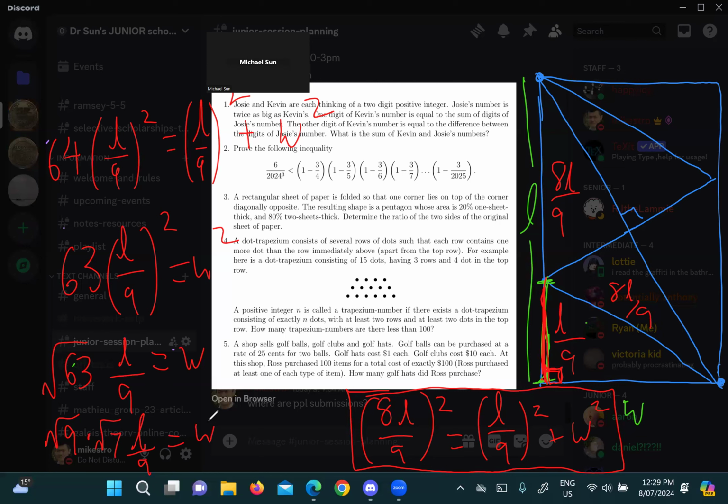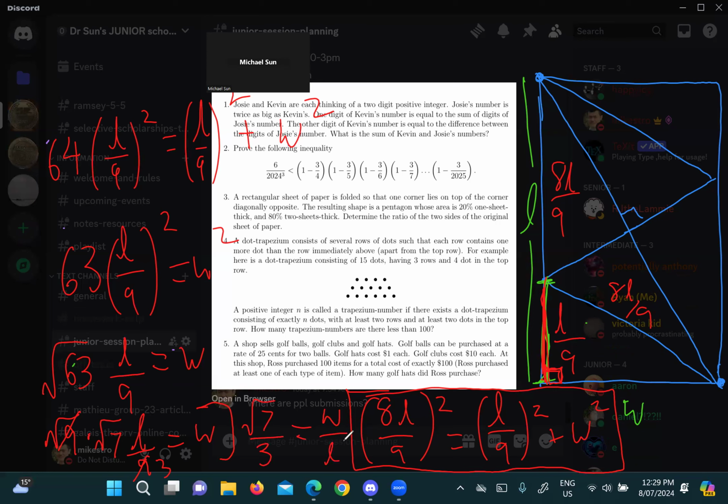I mean, one obvious thing is the square root of 9 is 3, right? So the square root of 9 is 3, and the 3 cancels with this to get 3, right? That makes sense? So then you can divide both sides by L or divide both sides by W, and get root 7 over 3 equals W over L, right?